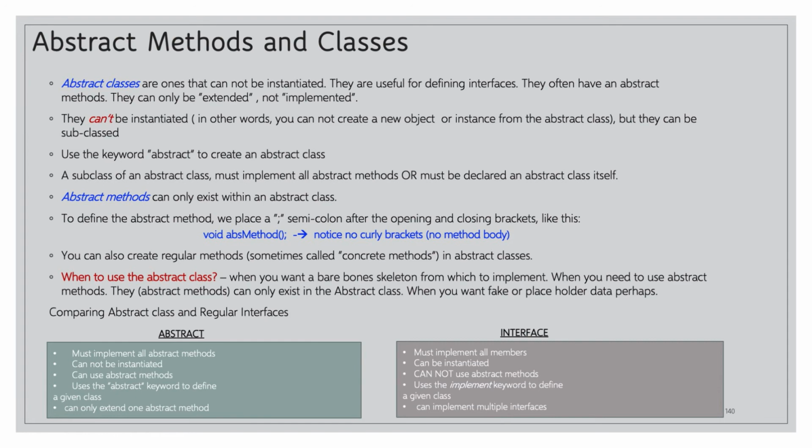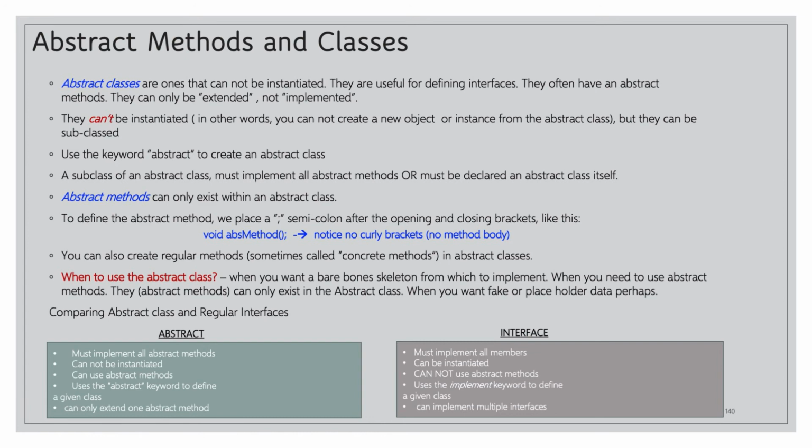They can't be instantiated. In other words, you can't create a new object or instance from the abstract class, but they can be subclassed. We use the word abstract to create one. A subclass of an abstract class must implement all abstract methods or be declared an abstract class itself. Abstract methods can only exist within an abstract class. To define the abstract method, we place a semicolon after the parentheses like this: void absMethod(), and then a semicolon. Notice we don't have a body. You can also create regular methods, sometimes called concrete methods, in abstract classes.